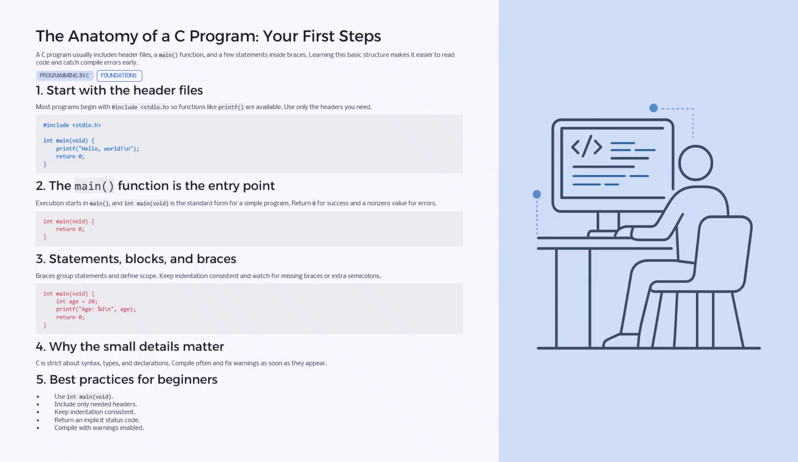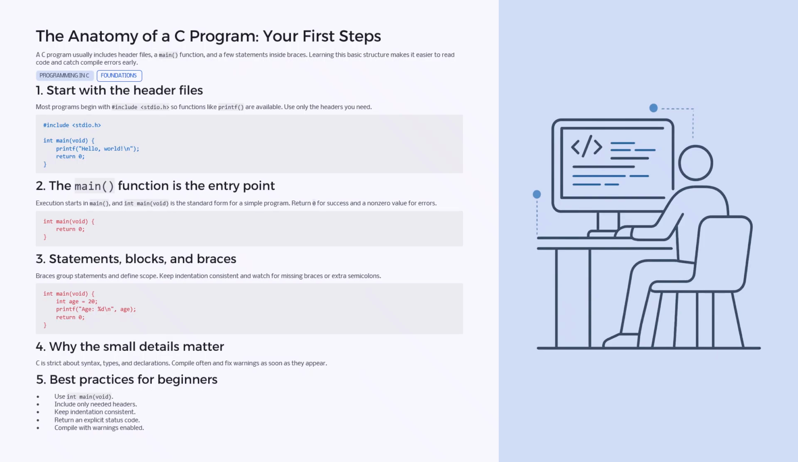Third are the statements, blocks, and braces. Braces group statements and define scope. Keep indentation consistent and watch for a missing brace or extra semicolon. So after giving the main function, the remaining code of the program is given within the braces. The braces indicate the block of the code.